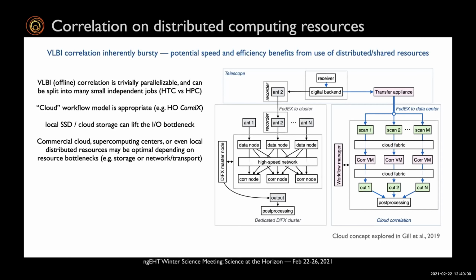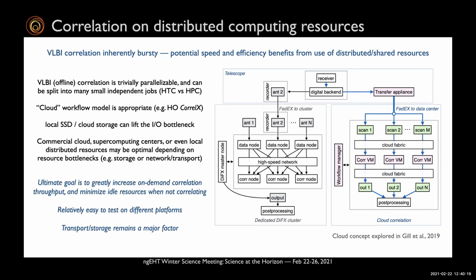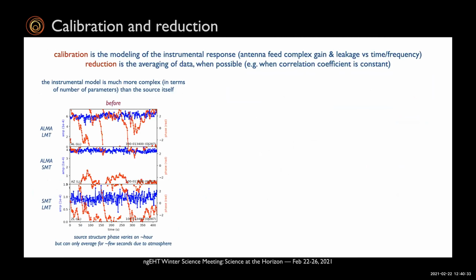So we're investigating the prospects for this sort of system. Where it's really deployed is a matter of where resource bottlenecks are. It could be on the commercial cloud, it could be the supercomputing center, or it could even be local distributed resources. It also depends on what the resource constraints are. But the ultimate goal is to increase on-demand correlation throughput and minimize idle resources when the correlator is not operating. Transport and storage, of course, still remain a major factor in this consideration.